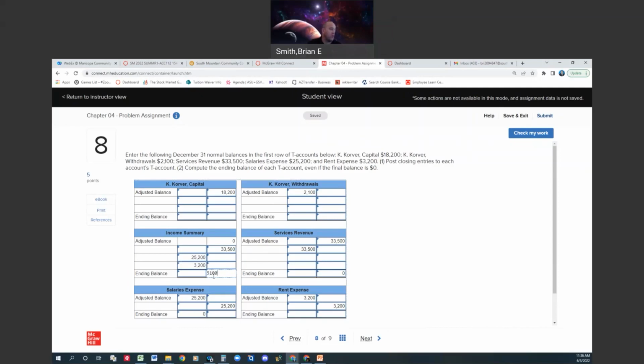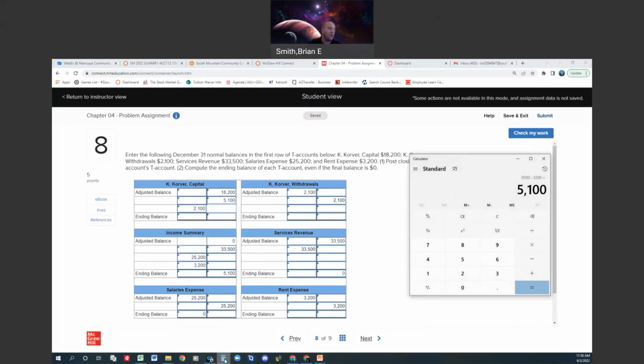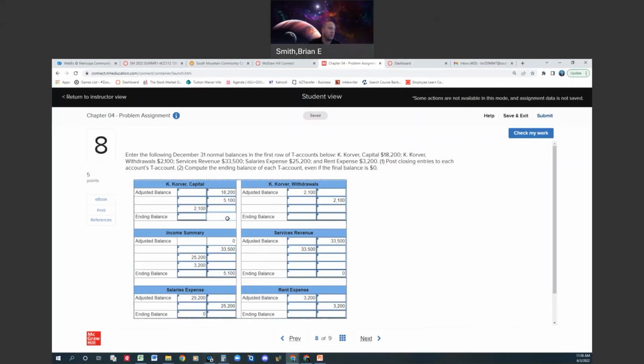And it was 5,100. But we need to do an ending balance here because we're going to close this income summary out to our Carver Capital. And then we're going to close our withdrawals account to our Carver Capital, whatever his name is. And then we're going to do 18,200 plus 5,100 minus 2,100, 21,200. So the income summary should be a zero balance. Let's see if we can do that.